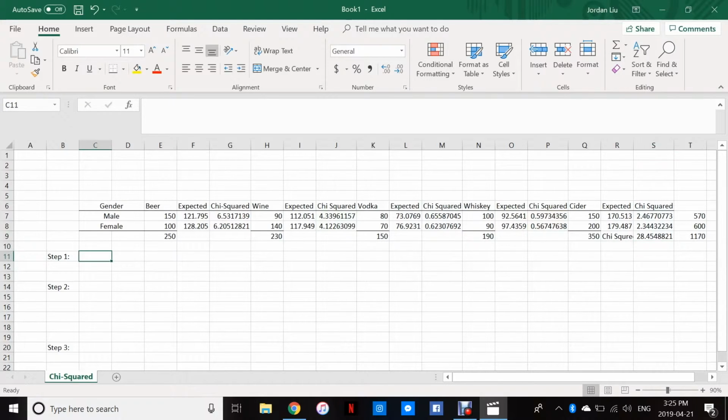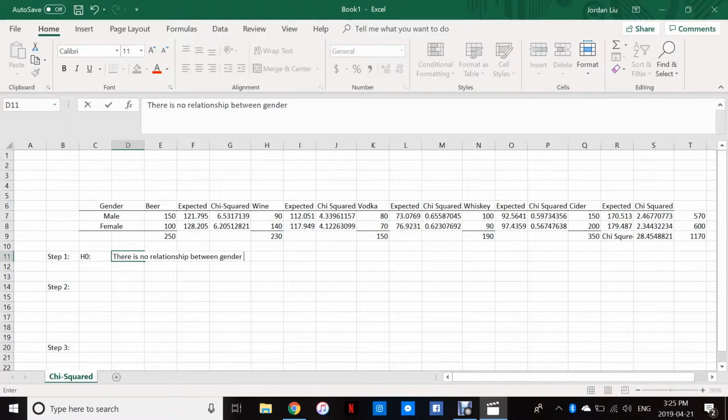Now that we have finished filling out our contingency table, we are going to go through the 3 steps of hypothesis testing. Step 1 is to define our null and alternative hypothesis. The null being there is no relationship between gender and alcohol preferences, and the alternative being that there is a relationship between gender and alcohol preference.